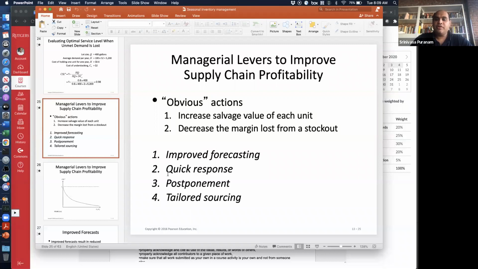So another lever that you can pull to improve supply chain profitability is quick response. So there's the concept of lead time. Lead time is the time between when you place an order and when the order arrives.